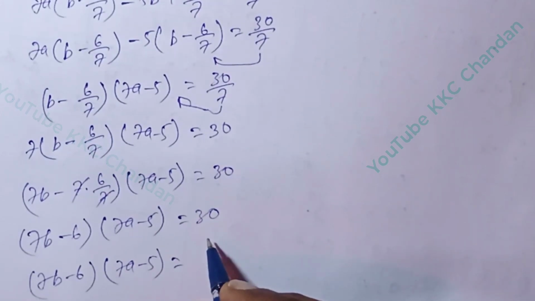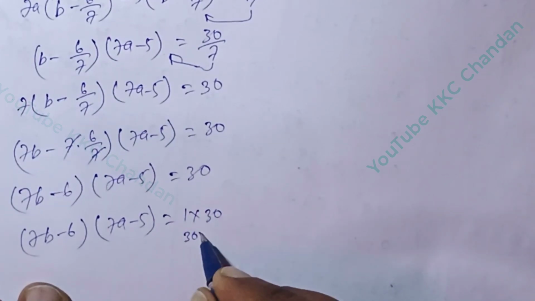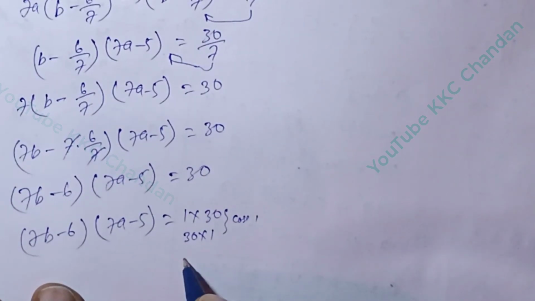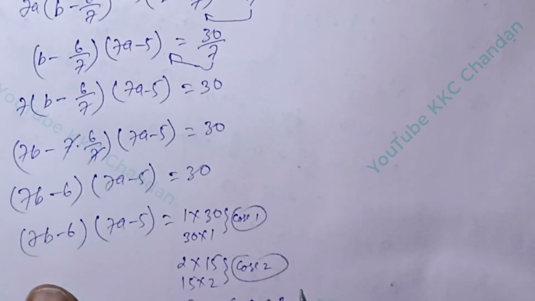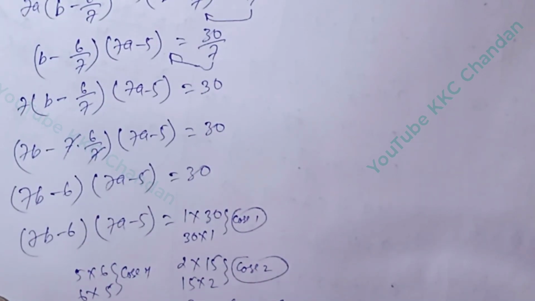30, how many factors? First factor 1 into 30, second 30 into 1. This is case number 1. Second case, 2 into 15, 15 into 2. This is case number 2. Case 3, 3 into 10, 10 into 3. This is case number 3. Case number 4, 5 into 6, 6 into 5. This is case number 4.